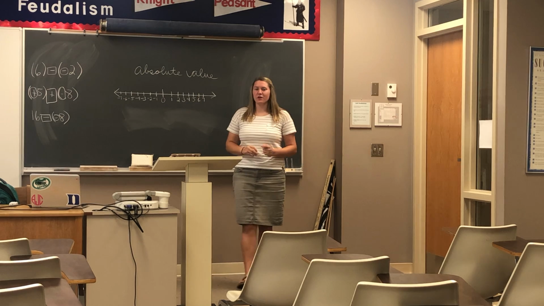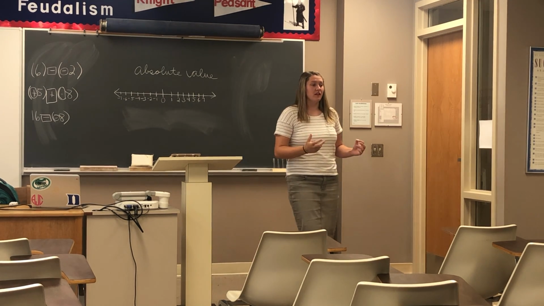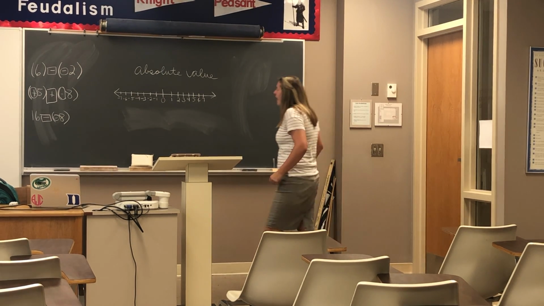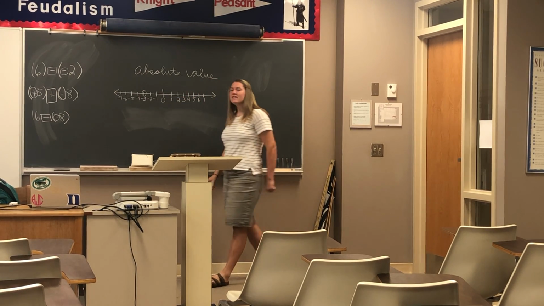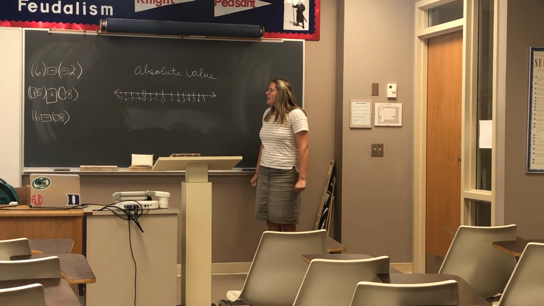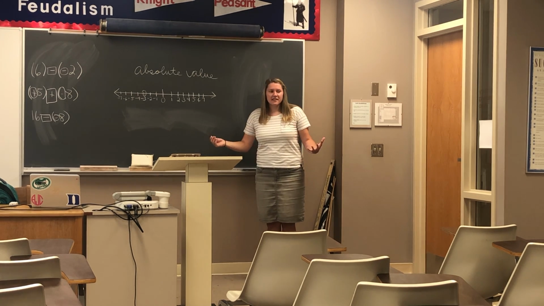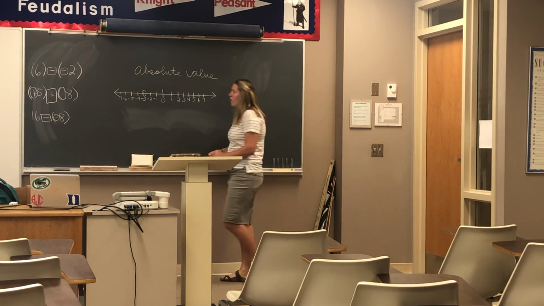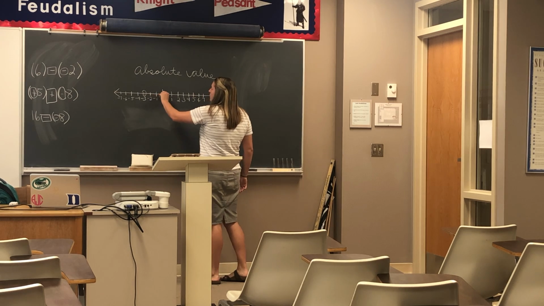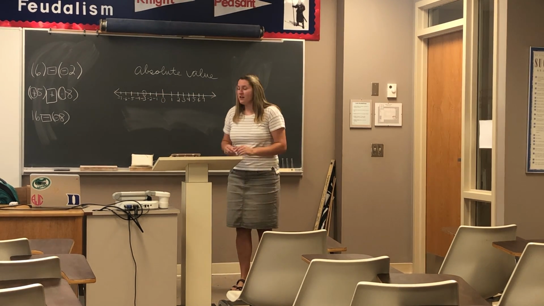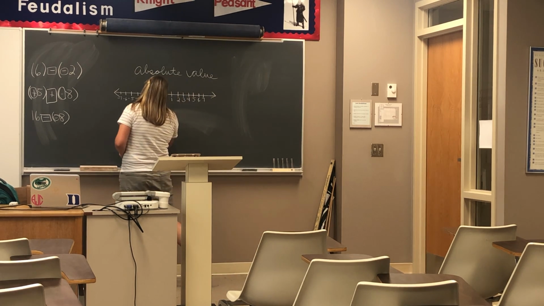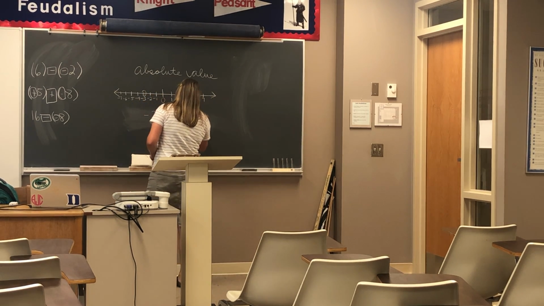And I said absolute value is the distance that a number is from 0. So if I have negative 3, I'm going to put a little circle right here. I have a negative 3. Everybody look with me, and we're going to see the distance that it is from 0. Well, we would go 1, 2, 3. But remember, we said the distance is always positive. So the absolute value of a negative 3 is 3.